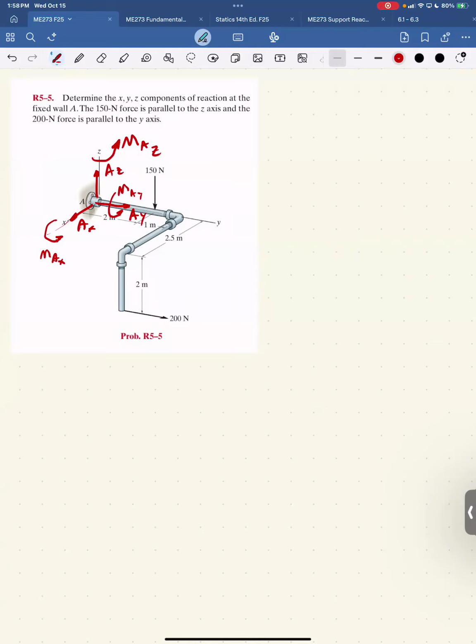I got a coordinate system already. Count my unknowns. I have 6 in 3D, so I'm good to go. Well, a lot of these are trivial. There's only one force in the Y direction, right? The 200 newton, and then there's the reaction force AY. So let's just start there. Summation of forces in Y is equal to 0, is equal to AY plus 200. So therefore, AY is minus 200 newtons.